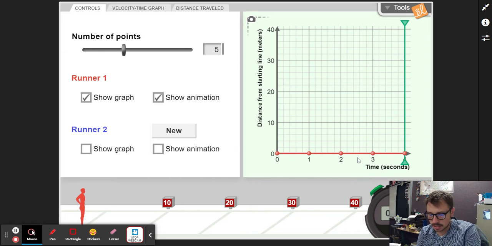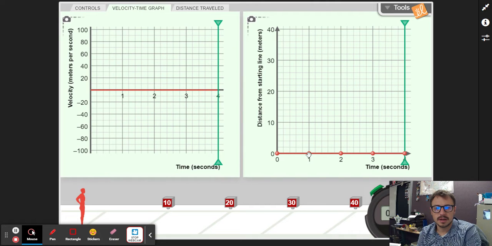So it says runner 1 starts at 0 meters from the start line. Great. From time 0 to 1 second, runner 1 has a velocity of 20 meters per second. Notice it's going to be hard for me to tell what 20 meters per second is. So I can look at my velocity versus time graph, and I can manipulate this until it's at 20 meters per second. Yep, there we go. So now the velocity over here is at 20 meters per second.